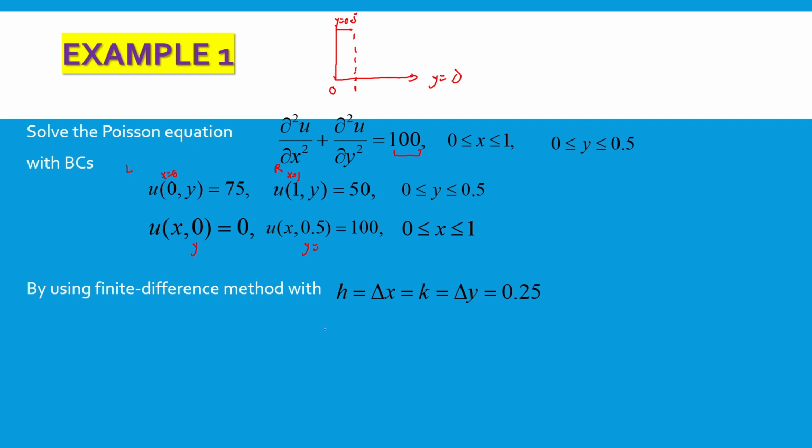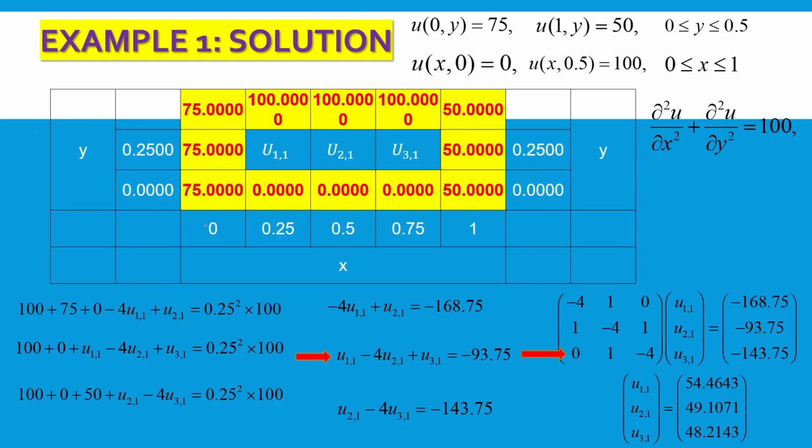And then by using the finite difference method with h equal to k equal to 0.25, you may go to draw the grids here. So x from 0, increment 0.25, up to 1, y from 0, increment is 0.25.